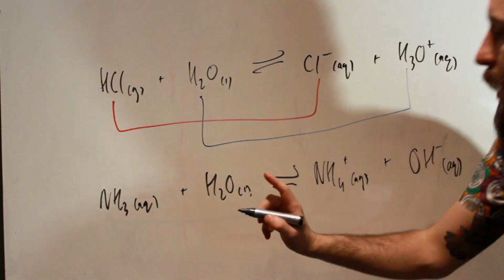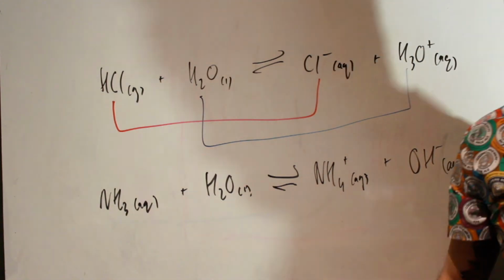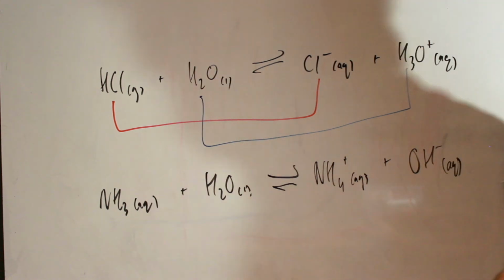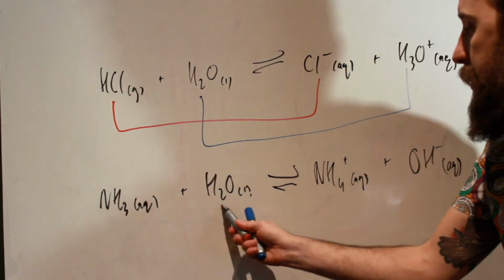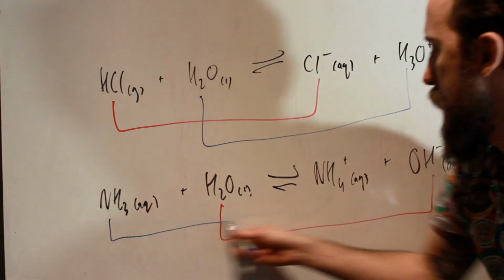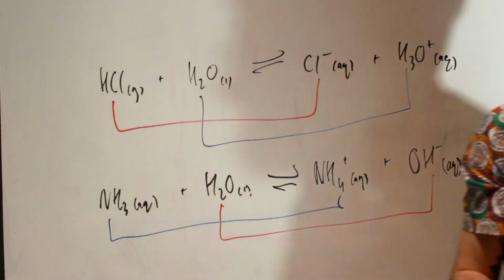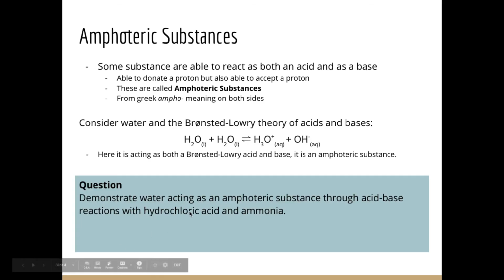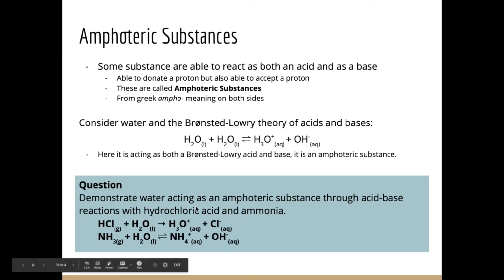aqueous. So acting as the acid here, we're going to end up with the acid and the conjugate base, and we're going to end up with the base and the conjugate acid. You beauty. Let's check that on the slides. One equation and two equations. Cool, that's what we have up here.